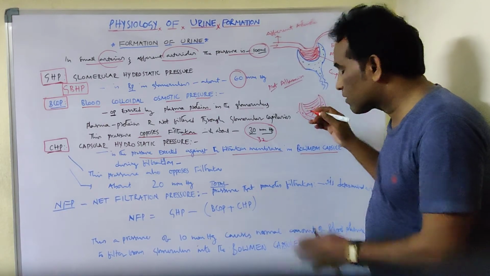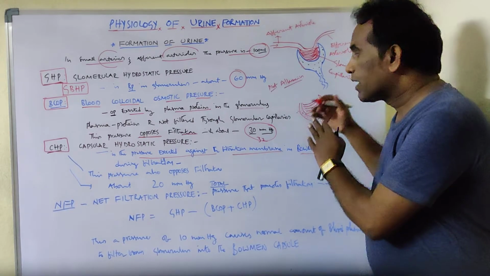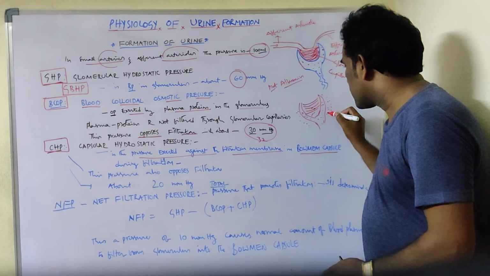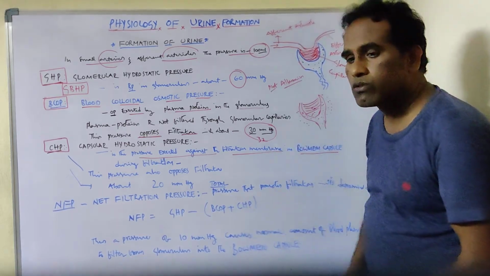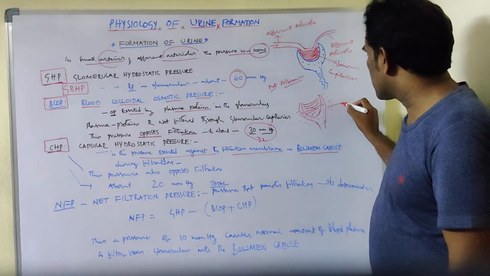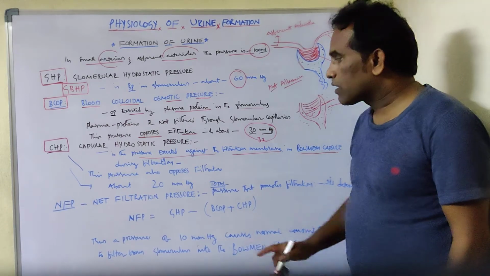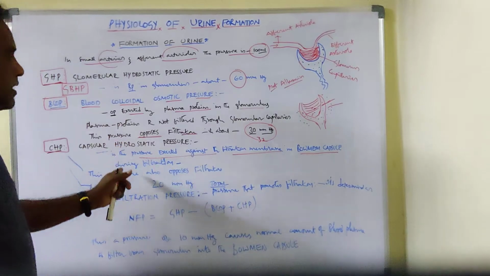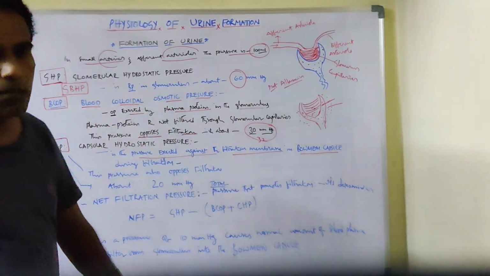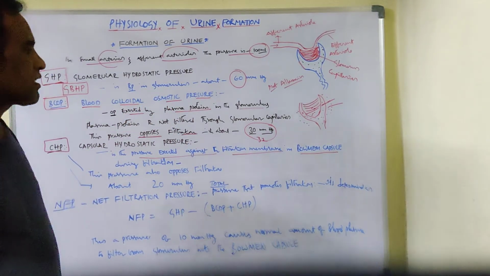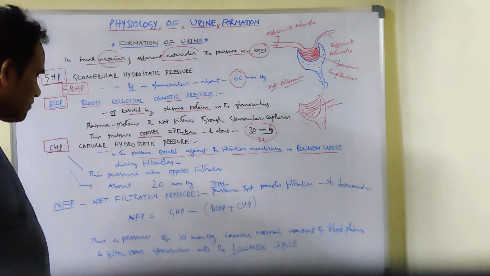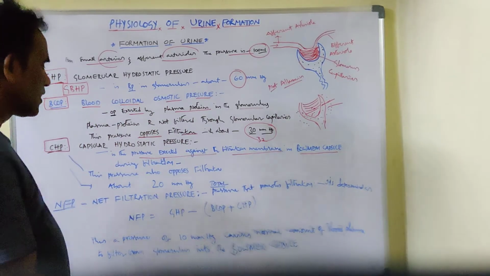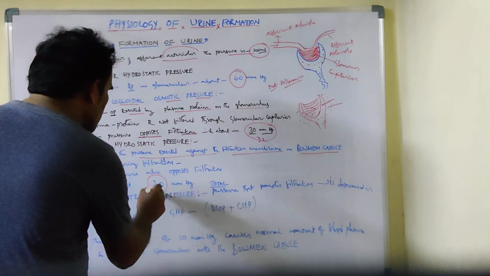In Bowman capsule, some hydrostatic pressure is exerted, and also outside this Bowman capsule the interstitial cells exert pressure. So that is called capsular hydrostatic pressure. It means the pressure exerted against the filtration membrane in Bowman capsule is said to be CHP. This also opposes filtration. This is about 20 mm of mercury.